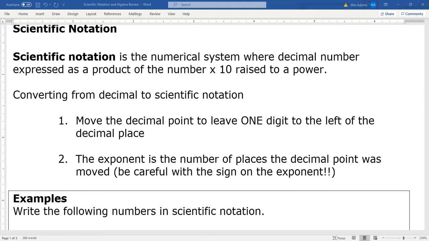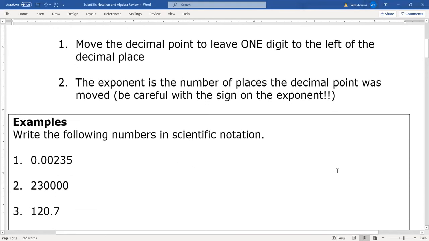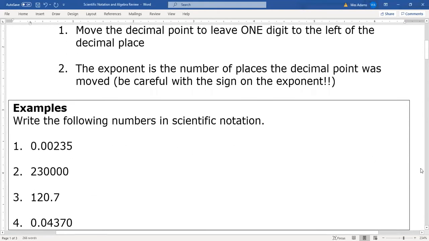So let's look at a few examples of that. And so we got 0.00235, 230,000, 120.7, and 0.04370. And so we're going to take a look at each one of those.